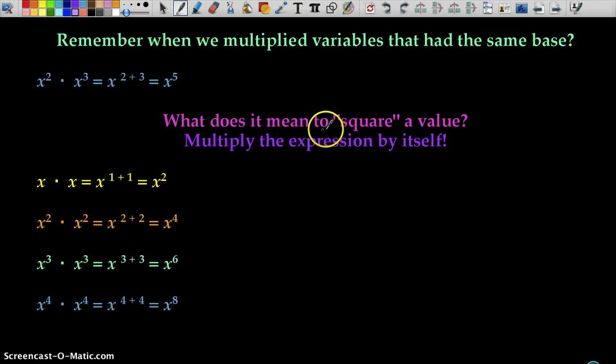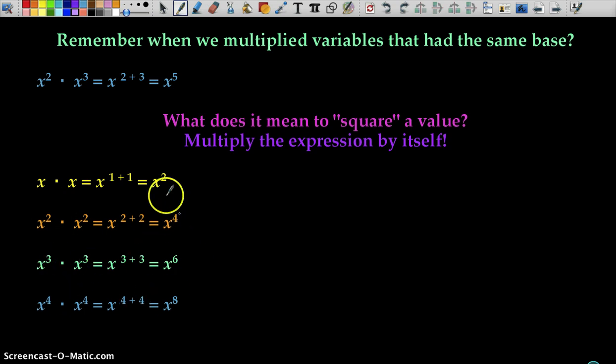Well, if you think about what it means to square a value, whether it's a number or an expression, it means to multiply the expression by itself. So here are some examples. X times x, we are squaring this because we're multiplying it by itself. Add the exponents, we get x squared. X squared times x squared, we're squaring it because we're multiplying it by itself. Add the exponents and you get x to the fourth.